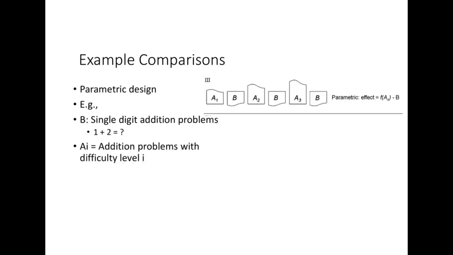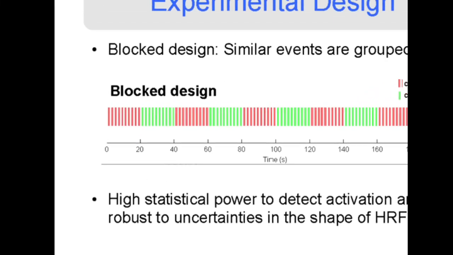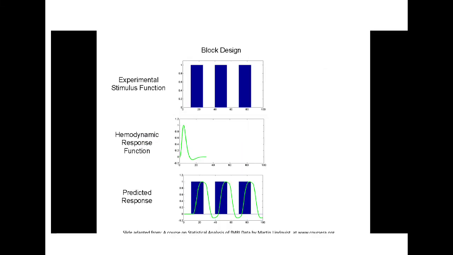Right? So here is an example of a block paradigm. You have condition A for 20 seconds, then condition B for 20 seconds. And within condition A, you can have multiple stimuli of the same condition, or you can have the same stimulus also. And how do we analyze the block design? You have these blocks, you have a hemodynamic response function, you convolve with the HRF, you get a pattern like this, and this is your predicted bold response. And then you correlate it with the data.